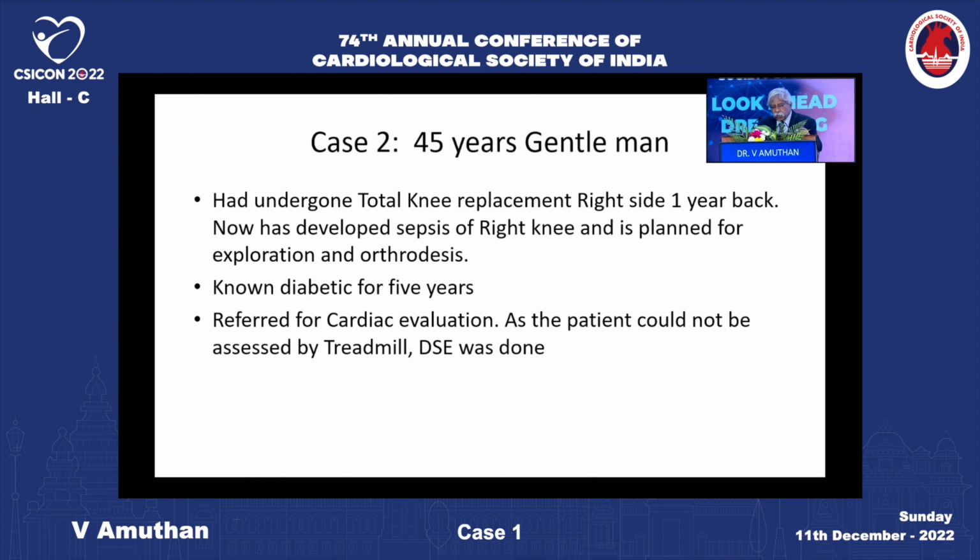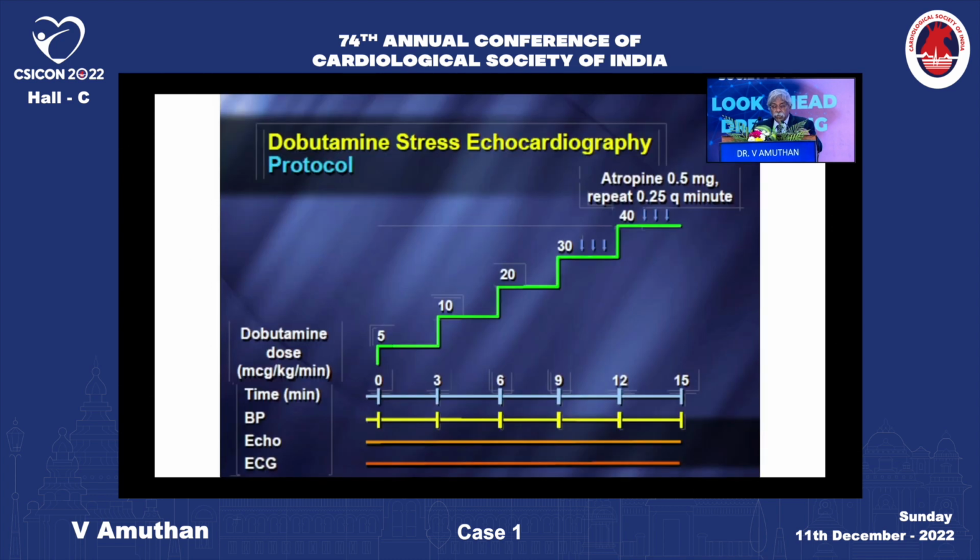Second is the case of a 45-year-old gentleman. He had undergone total knee replacement on the right side 1 year back. He has developed sepsis of the right knee and was planned for exploration and arthrodesis. He is non-diabetic, for 5 years, and had total knee replacement. You cannot ask the patient to do treadmill exercise. So for cardiac evaluation for surgery, the patient was taken up for DSE.